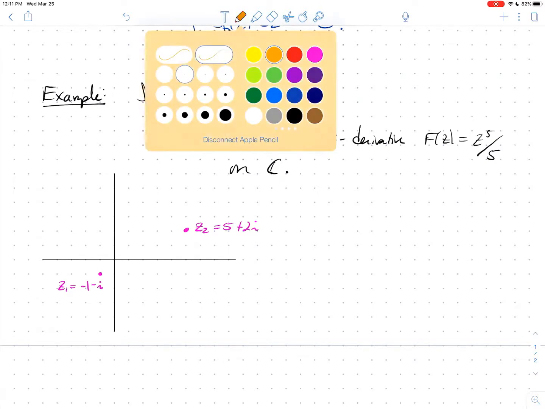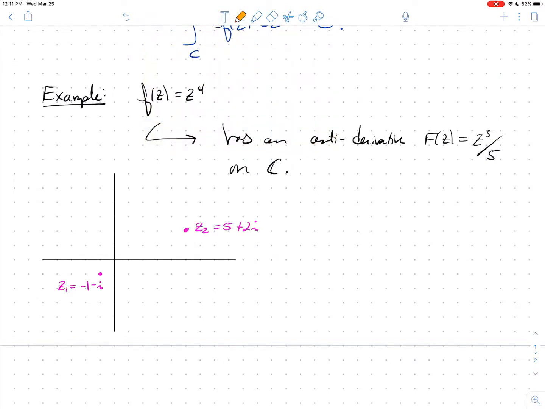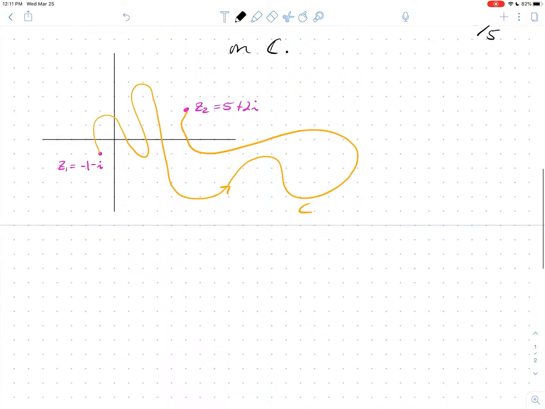And now I want to draw some random contour between them. Let's do this one. Okay, and I'm going to go that way. I'm going to go from Z1 to Z2. And let's call this contour C, and I'd like us to work out the integral over C of z to the 4th dz. And so the idea is, in general, when you're doing a contour integral, you need to parameterize C, and then you plug the parameterization in times the derivative of the parameterization and work it out.